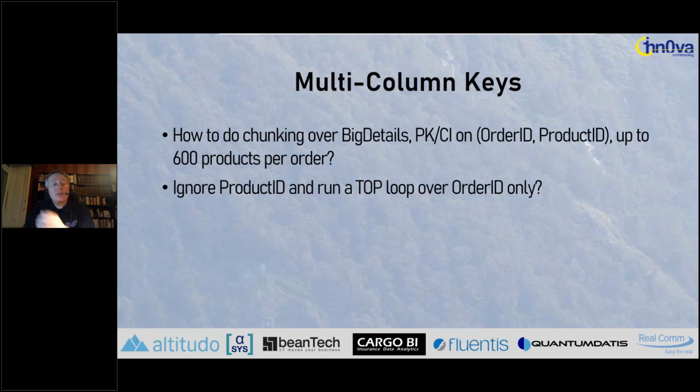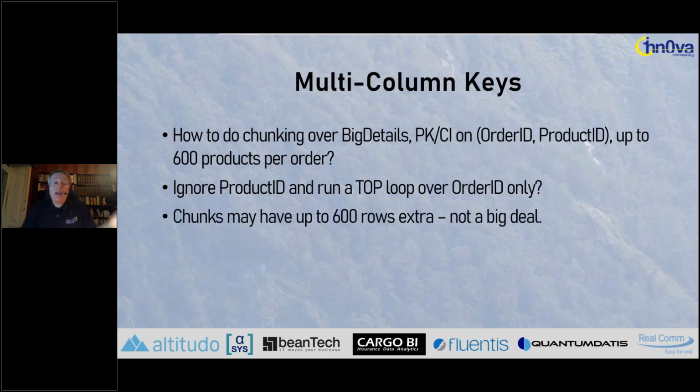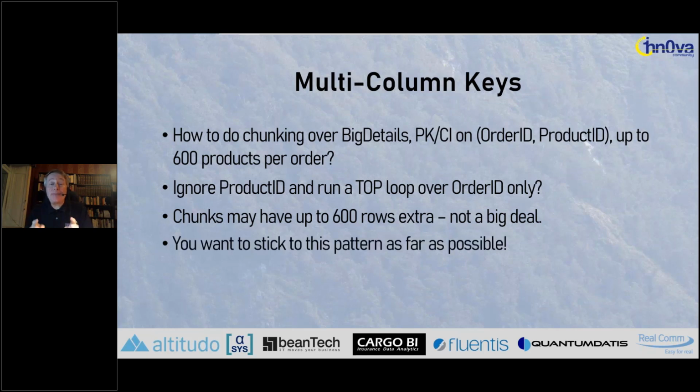Well, maybe I could just ignore the product ID and run a top loop over the order ID. Let's say I go with a chunk size of 5 million rows. So what if some chunks have 5,600,000 rows? Who cares? Not a big deal. And believe me, you want to stick to this pattern as long as you can, because the alternatives are not really palatable.